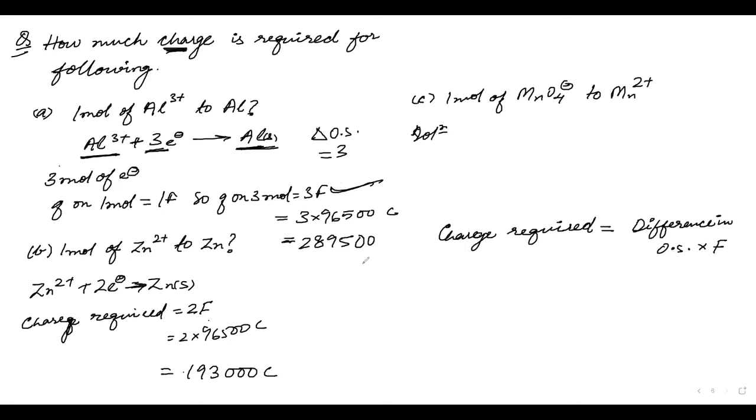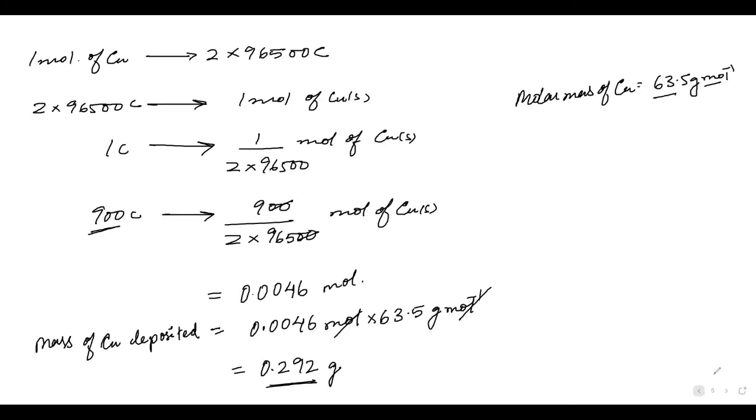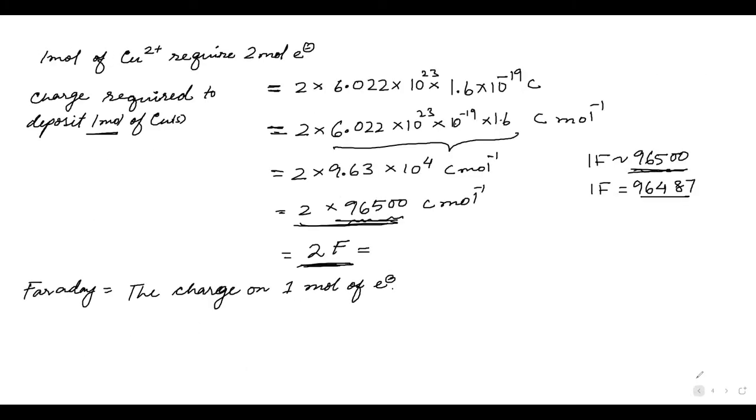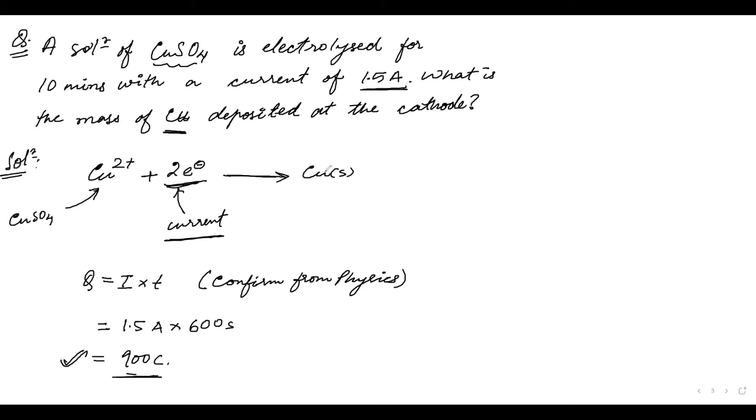Yes, sir. If we test this here, then what is the difference in oxidation state? Delta OS is equal to 2. Great, and we multiplied this by F. That means our statement is true. Now if we check here also, the difference in OS is delta OS equal to 2. So charge required Q should be equal to 2 Faradays. Let us see.